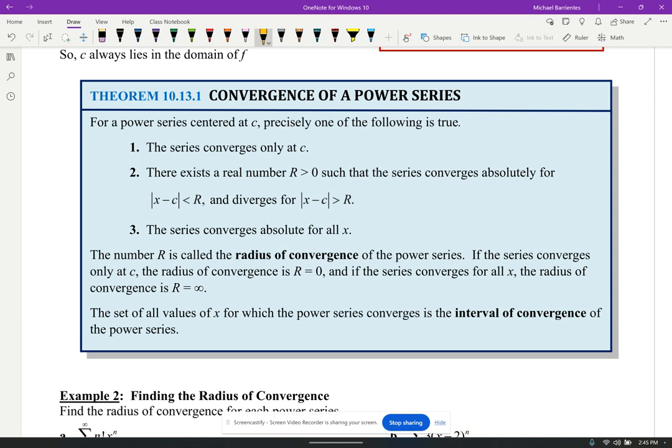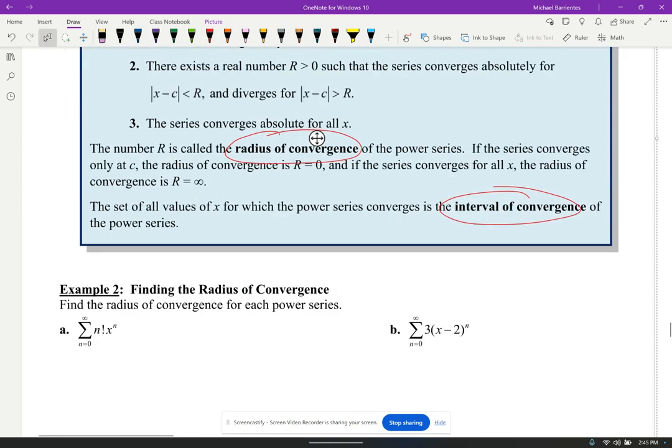has to be true. It only converges at the center, or there exists a radius measurement that if you add the radius and subtract the radius to the center, it's going to create an interval of values where the series converges, or any x value and all x values cause it to converge. R is called the radius of convergence, and the set of values is called the interval of convergence. So I do want to point out these two terms kind of go hand in hand. I can find one with the other if I know where the center is.